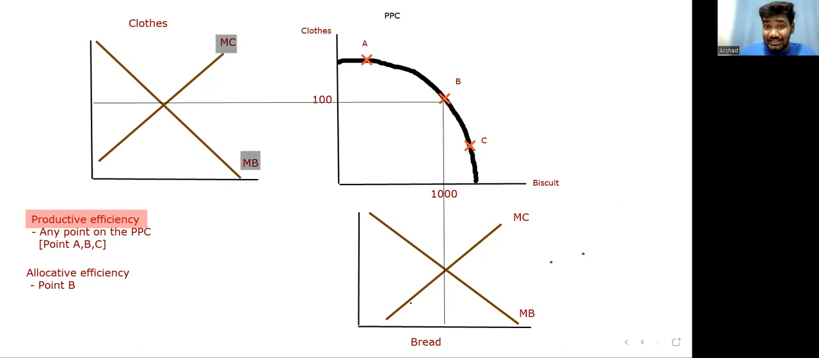Now, if you look at point A, you have productive efficiency, but you are producing, let's say, 200 biscuits and 150 clothes. Are you producing the correct amount? No. You're producing 50 more clothes and 800 fewer biscuits. So MB equals MC is important, guys, because based on that only you determine allocative efficiency. So allocative efficiency is denoted by point B, the point where this intersects. Is that clear, guys?